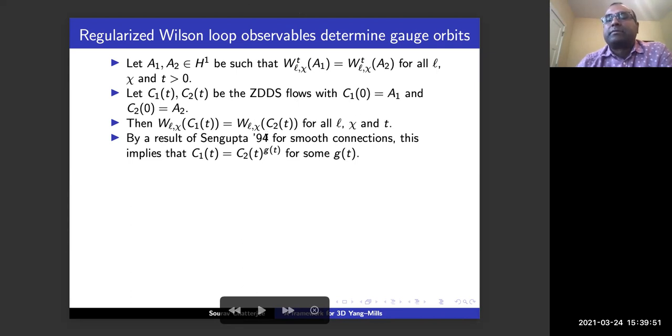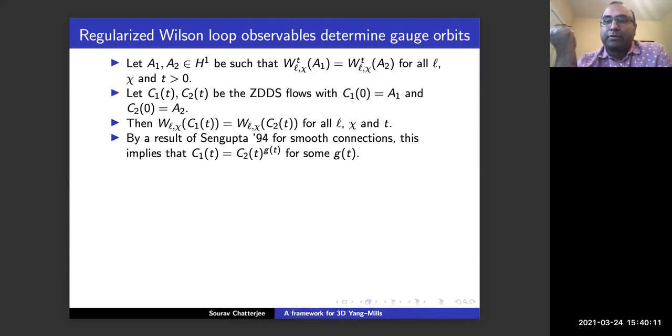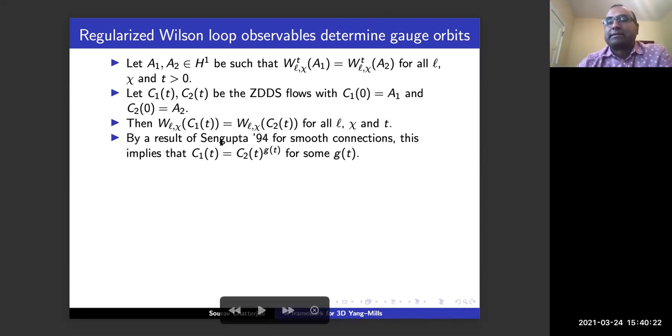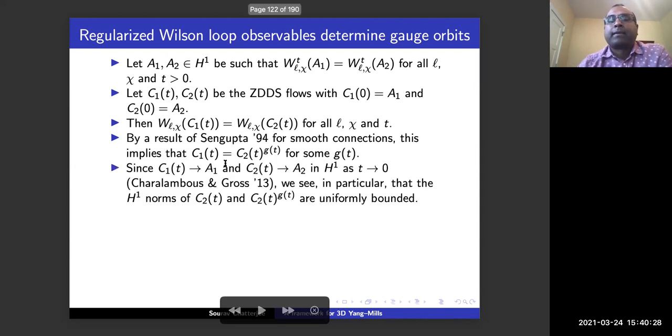And there's a result of Sengupta from 1994 for smooth connections. It says that under this condition, you can deduce that C1T is C2T to the GT, so one is the gauge transform of the other. I should say that this is not for all gauge groups, but it includes everything of interest. It includes SUN, UN, ON, SON, all abelian groups, and all finite products of these groups. So anything that comes up in practice is covered by this result. This result says that if Wilson loop observables are equal for two smooth connections, then one is a gauge transform of the other. So now you take T to 0.